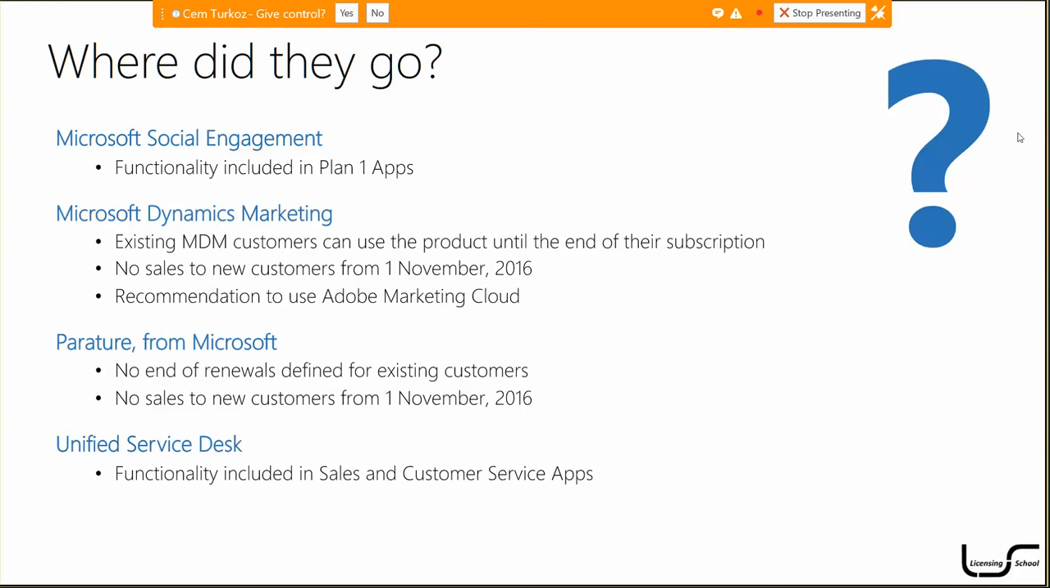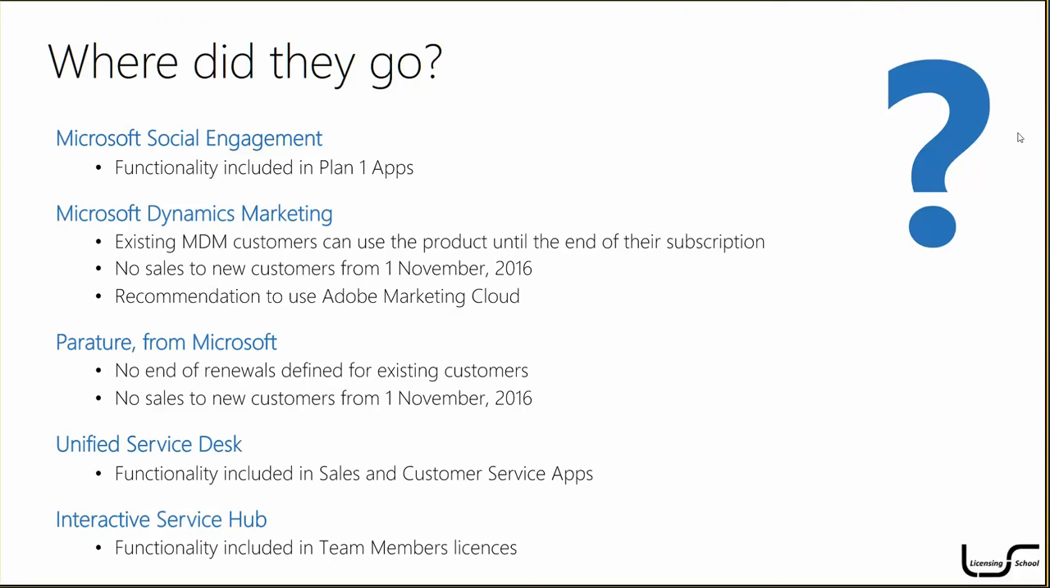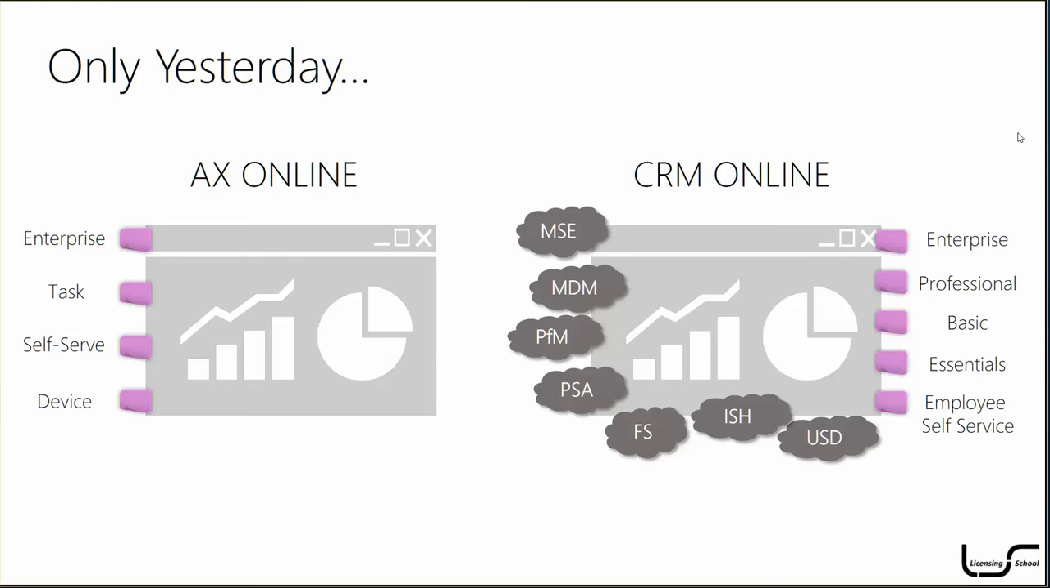And Unified Service Desk has gone into the sales and customer service apps, and Interactive Service Hub has gone into the team members licenses. You're supposed to look at that and think, goodness me, it was quite difficult. We had all these things, and what you need to think is that the 5 different USLs and all the different technologies, and I haven't even listed them all, have gone into those 4 apps that we've talked about: the sales, the customer service, the field service, and the project service automation. So a simplified model is what we're saying.